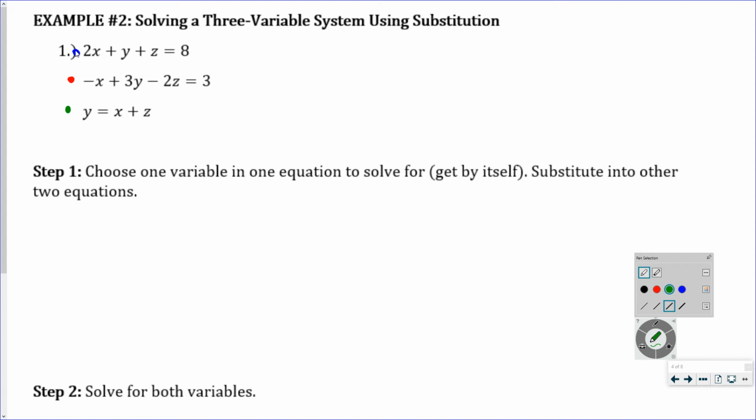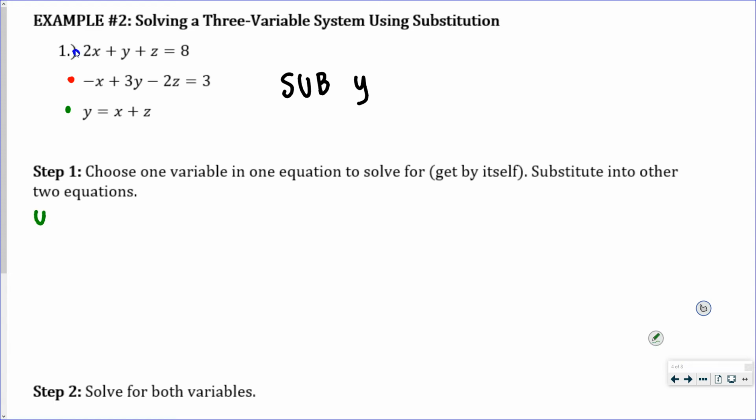It's already solved for y. Okay? So we're going to substitute y. Just like the last example, you basically have to do this double. So you have to substitute it into the blue equation and into the red equation. You choose one variable in one of the equations to solve for, get by itself. That's already done for us. Again, it's not always going to be like that. I'm just picking easy examples to start. So this one's solved for y.